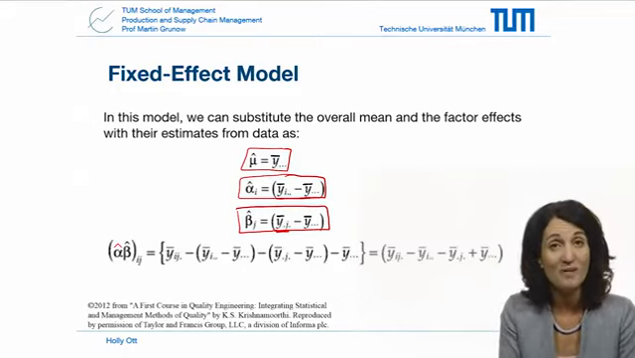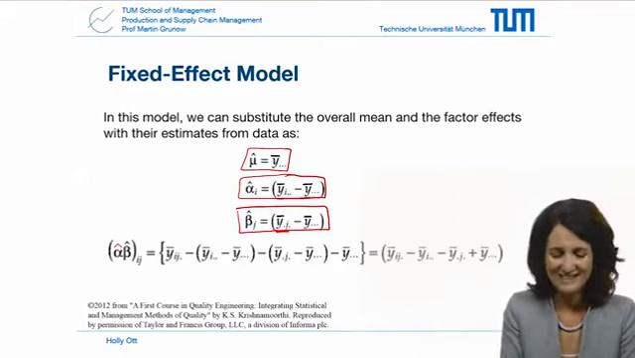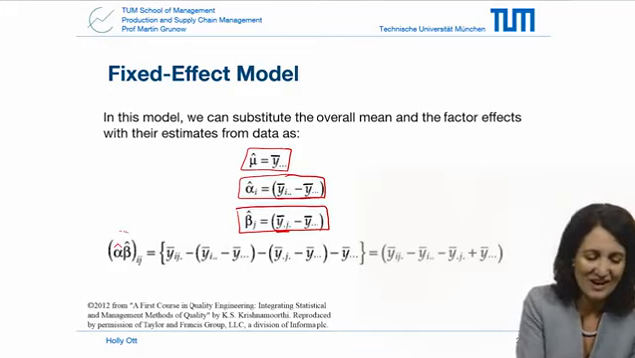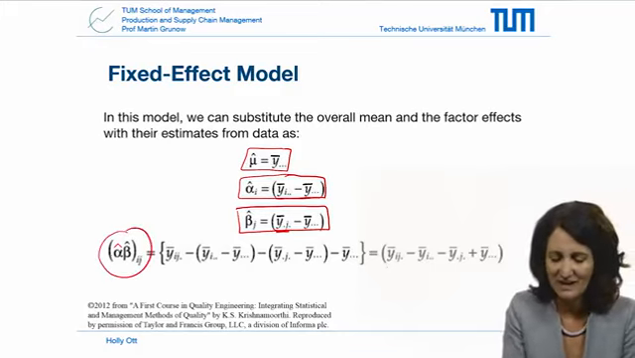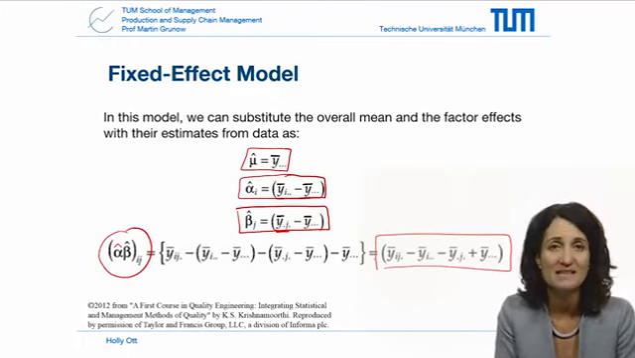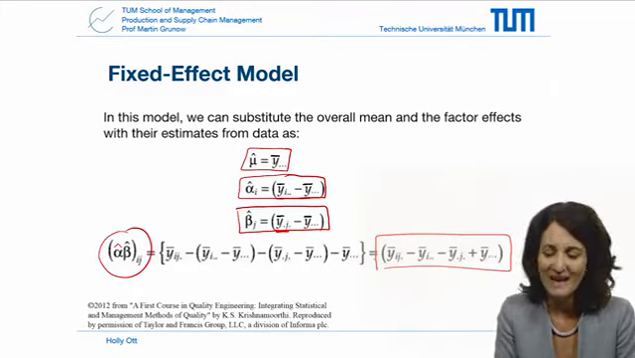We also have a more complicated equation, and don't look too closely at this. Here's our interaction of A and B, and we have it written out here. What this means is that the estimate of the effect caused by the interaction between factors A and B is going to be the remainder in the cell average after accounting for the overall mean and the factor effects.